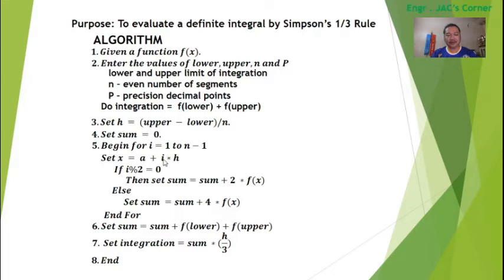Set x equal to a plus i times h. If i is even, or if i divided by 2 has no remainder, then set sum equal to sum plus 2 times f of x. Else, if it's odd, then sum is equal to sum plus 4 times f of x. That will end the loop. And then number 6, set sum equal to sum plus f of the lower limit plus f of the upper limit. And then step 7, set integration equal to the sum times h divided by 3. That will end the program.